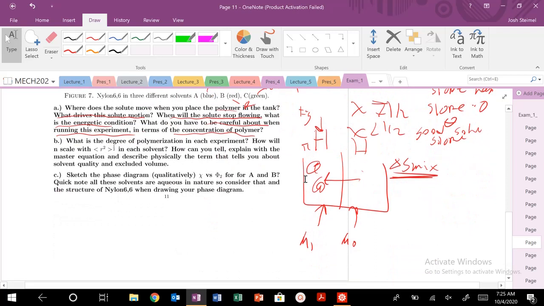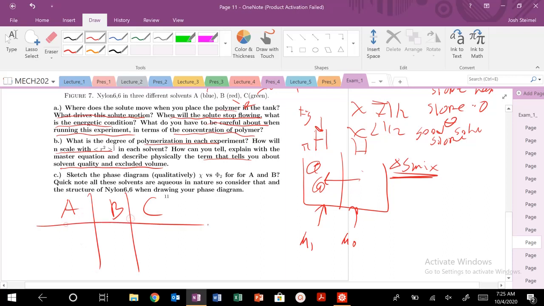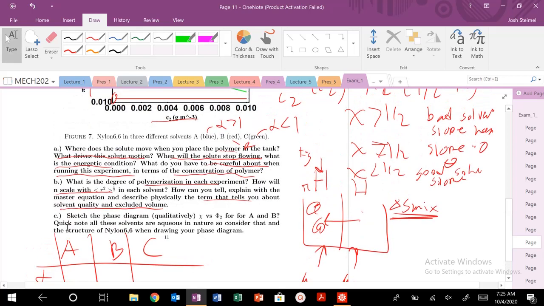So, what is the degree of polymerization in each experiment? How will N scale with R to 1/2 in each solvent? How can you tell? Explain in terms of the master equation. What gives you solvent quality and excluded volume? So, let's deal with how N scales. We have A, B, and C. We said in terms of solvent quality alpha, and then we want to see how N scales as well. For A, we're in a good solvent, so greater than 1, 0, less than 1.